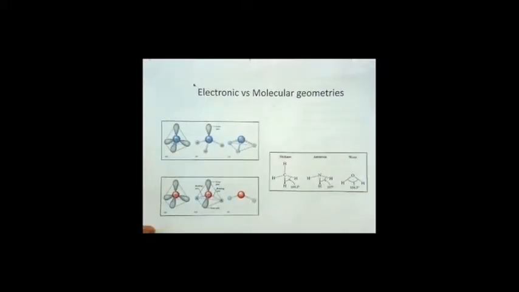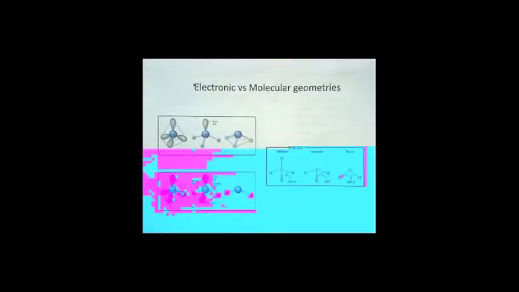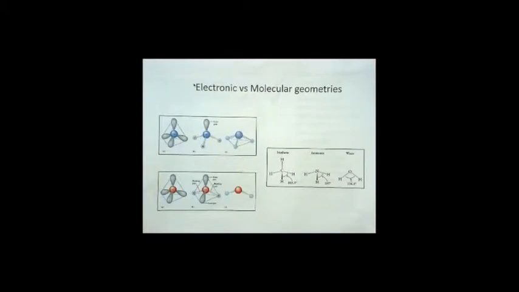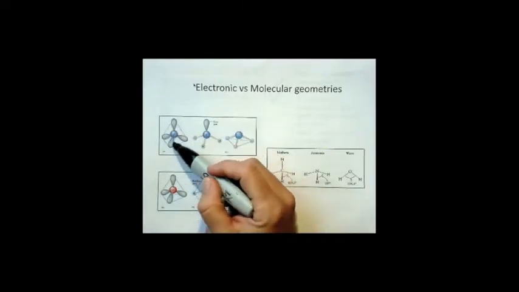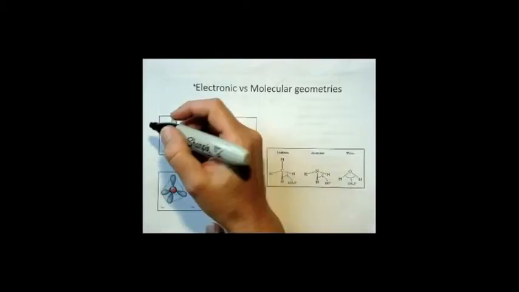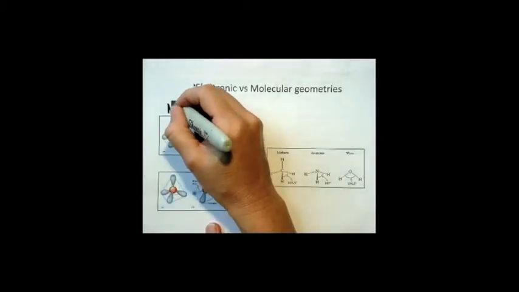Now, I just want to point out one other thing that you may or may not have caught as you were doing your activity, and that is the difference between what we call electronic and molecular geometries. Okay, the electronic geometry is telling me where the regions of high electron density are. For example, this molecule is ammonia.